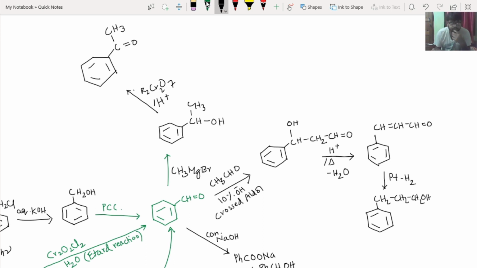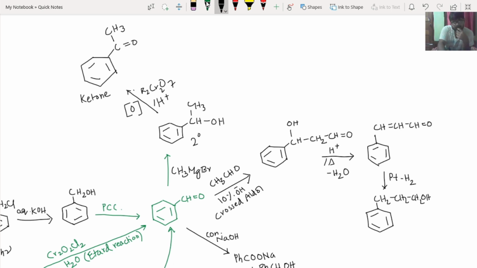Okay, we are going to get the corresponding ketone. This is an oxidation reaction, and the oxidizing reagent is acidic dichromate. A 2-degree alcohol will be converted into a ketone, and a 1-degree alcohol will be converted into an aldehyde. Since it's a 2-degree alcohol, it will be converted into a ketone.